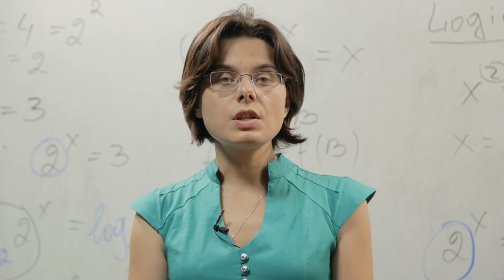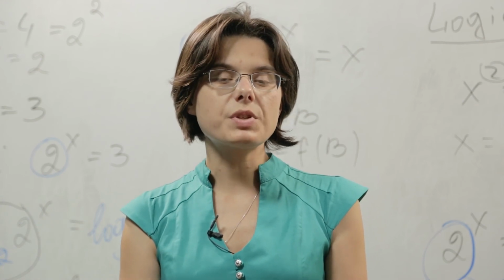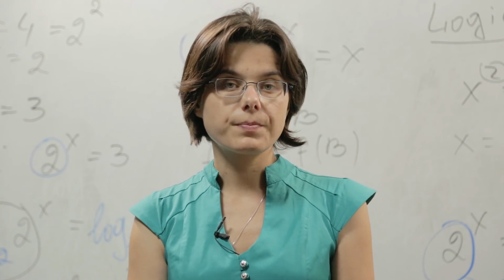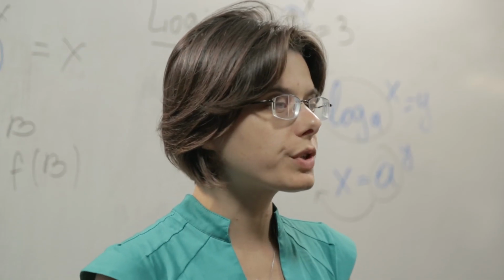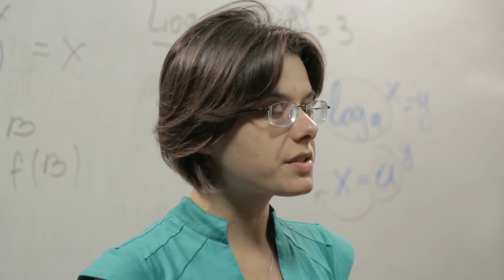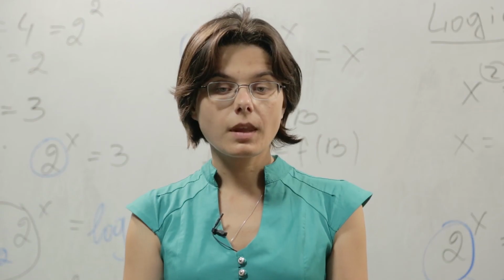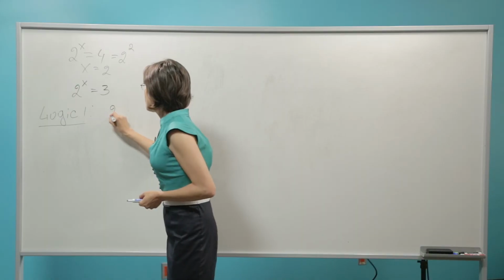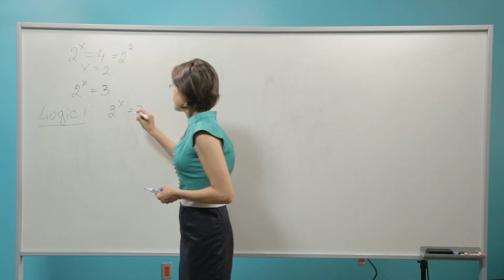Now the question is, what happens if we cannot represent the right-hand side in terms of the base of the left-hand side? In other words, how would we solve, for example, the equation 2 to the power of x equals 3? Well, we have 2 logics for that. Logic 1: 2 to the power of x is equal to 3.